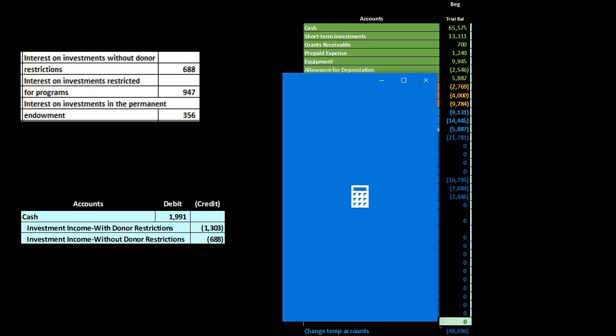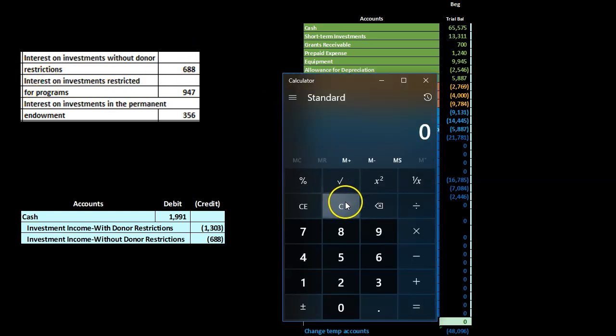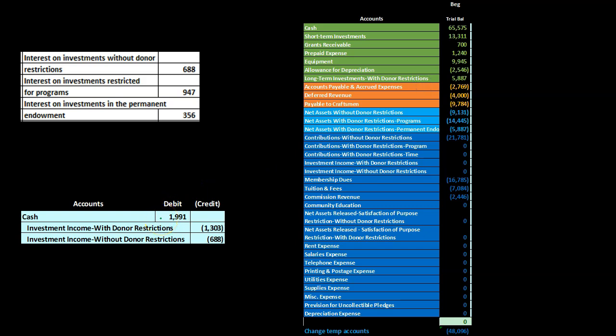So we're going to say that the unrestricted portion is going to be that 688. The restricted amounts will be the 947 and the 356. And that's going to give us the 1,303. So the cash is going up for the total interest. However, we're going to credit and increase the amounts for investment income for the restricted portion of the 1,303 and the unrestricted, or without restriction, the 688.